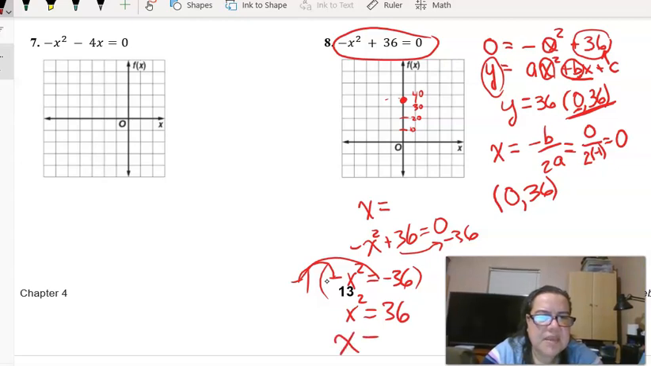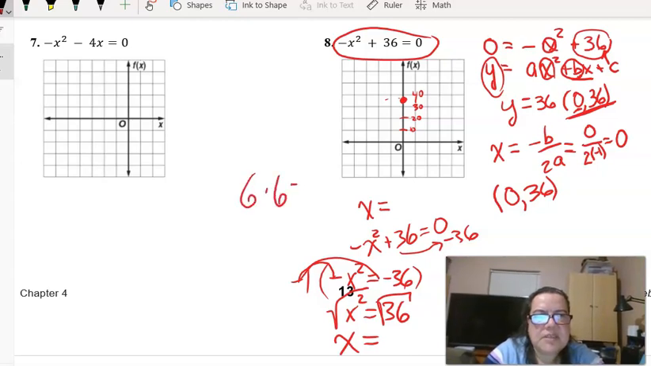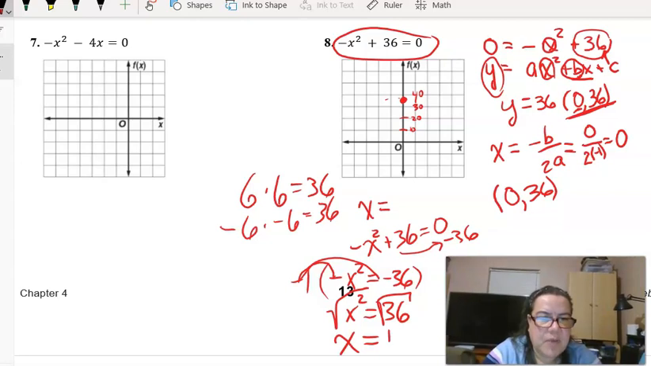So it looks like my x is equal to, now this is where you have to be careful. You take the square root of both sides, but what do you know about the square root of 36? Well, 6 times 6 is 36, but guess what? Negative 6 times negative 6 is also 36. So x could be either positive 6 or negative 6. Yay! So guess what we just found? We just found the roots.